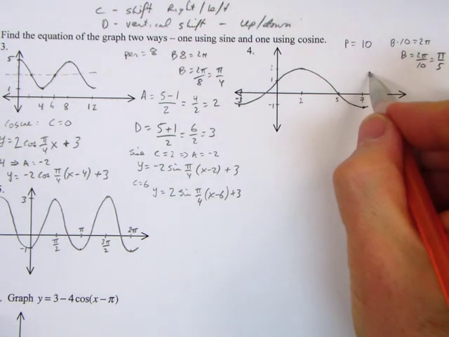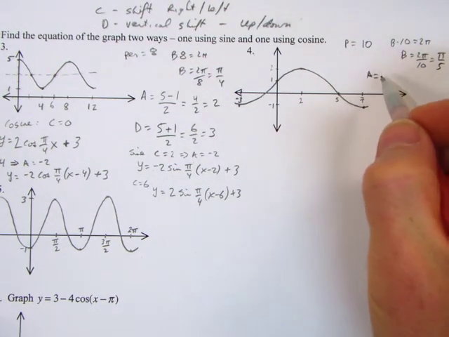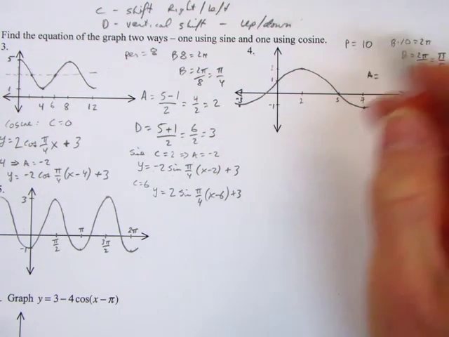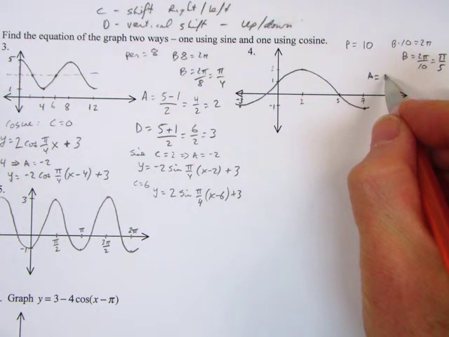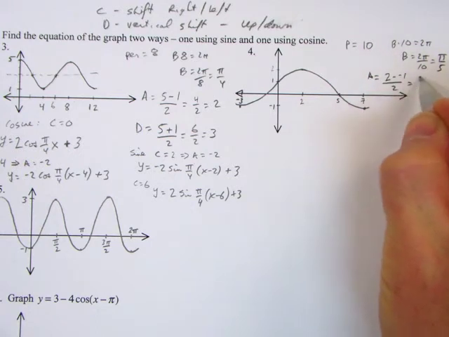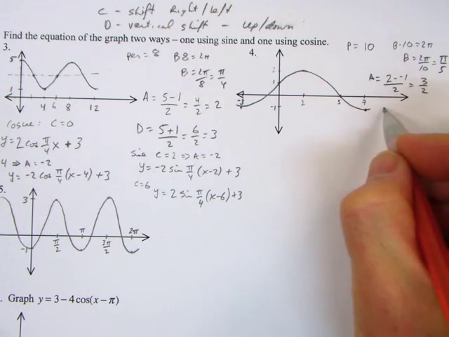Now, let's see what A is. A is going to, what did we do before? We're going to take our high minus the low, the max minus the min. Recall that. We dealt with that in previous chapters. So 2 minus negative 1 divided by 2. So that'll be 3 halves.